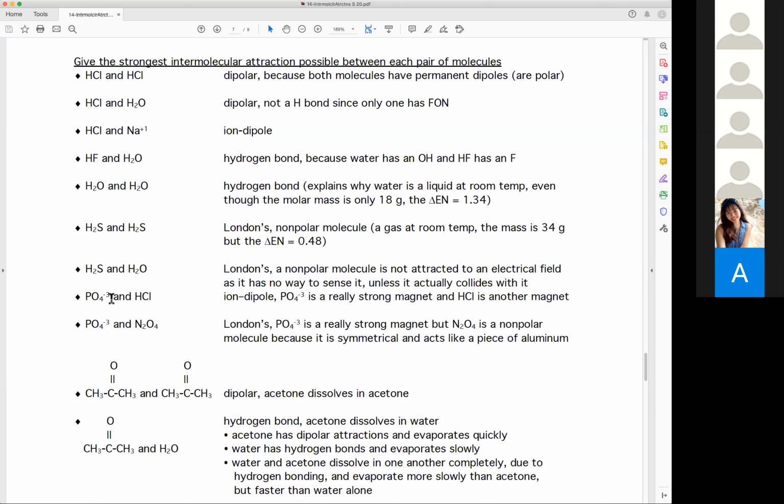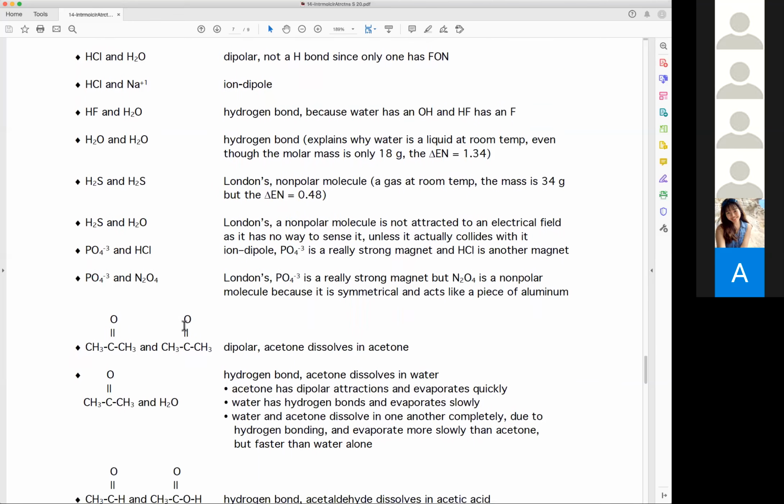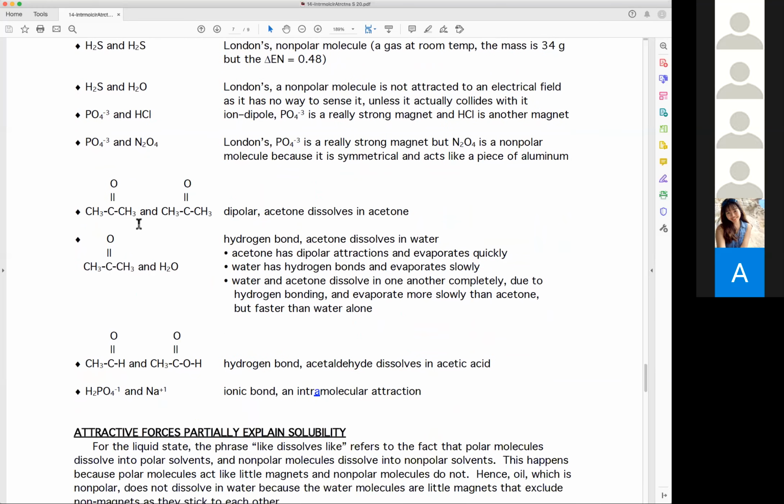So here's an ion to a dipole. Here's an ion to a nonpolar molecule. What is the attractive force? Simply London's. So here's two molecules of acetone. They're attracted by London's forces and dipolar attractions. That's why acetone dissolves in acetone. Here, acetone dissolves in water.